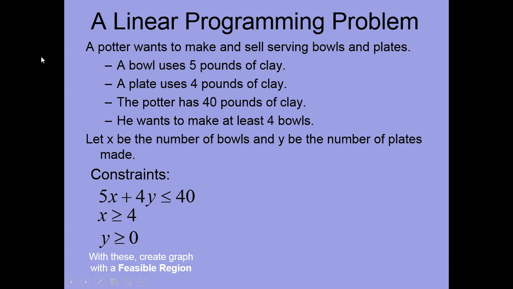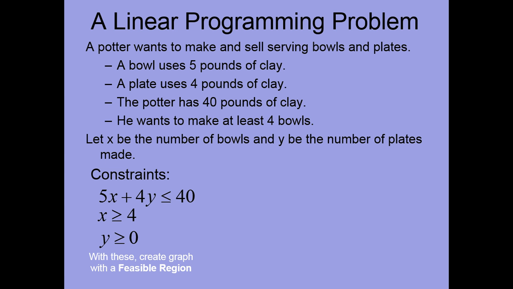So if x is our bowls and y is the plates, we can turn these statements into inequalities. Like 5x + 4y ≤ 40 is talking about the number of pounds of clay that he has available and how much clay it takes to make each one. x ≥ 4 says he wants to make at least 4 bowls, because x represents our bowls. And y has to be greater than or equal to 0, because you can't make negative plates. So with these constraints, these are all inequalities.